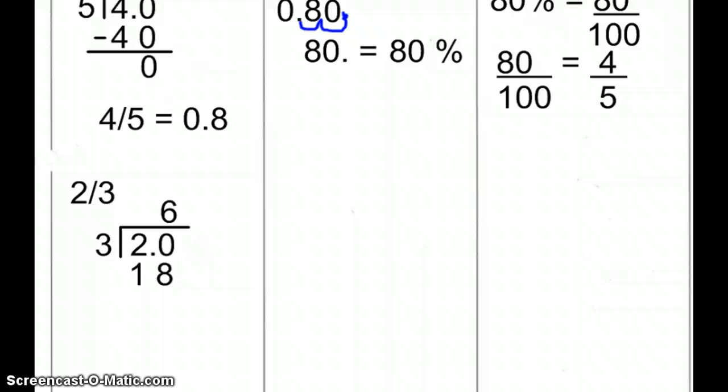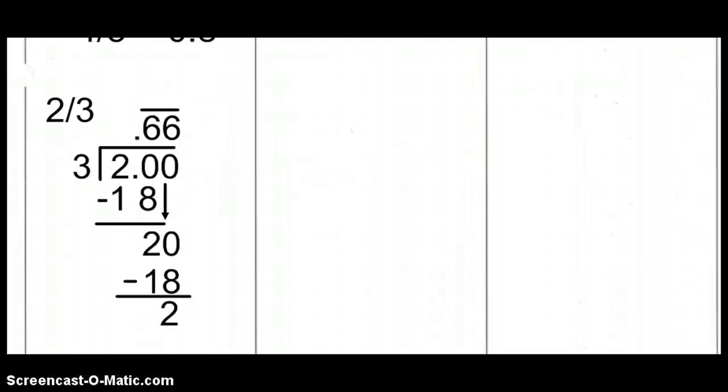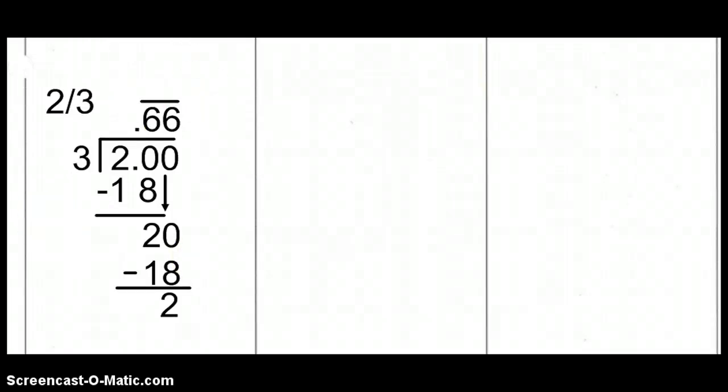We'll write the 18 under the 20 and then subtract. 20 minus 18 is 2. Because we have a remainder, we're going to add another 0 and then bring it down. And we'll see how many times 3 goes into 20, which is again 6. We'll multiply 3 times 6 to get 18 and then subtract again. And we end up getting 2. We can see that this will go on and on and on forever. So instead of continuing, we are going to bring up our decimal and put a repeating bar over the 6. This means that the fraction 2/3 is equal to 0.6 repeating.